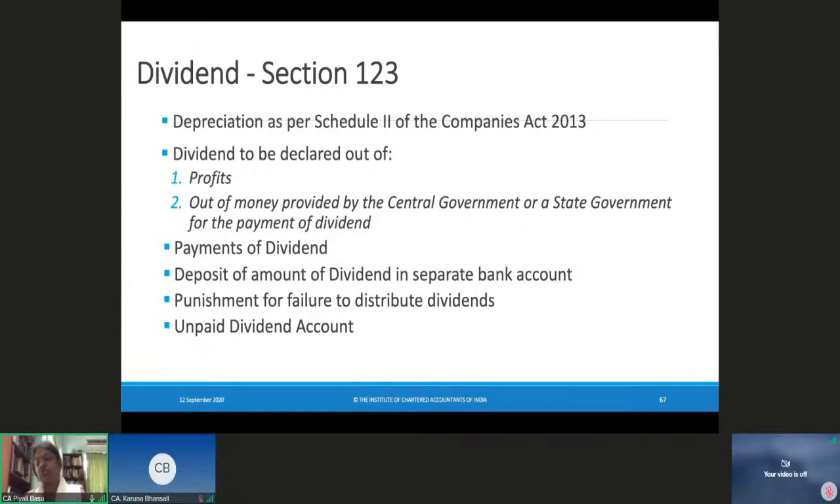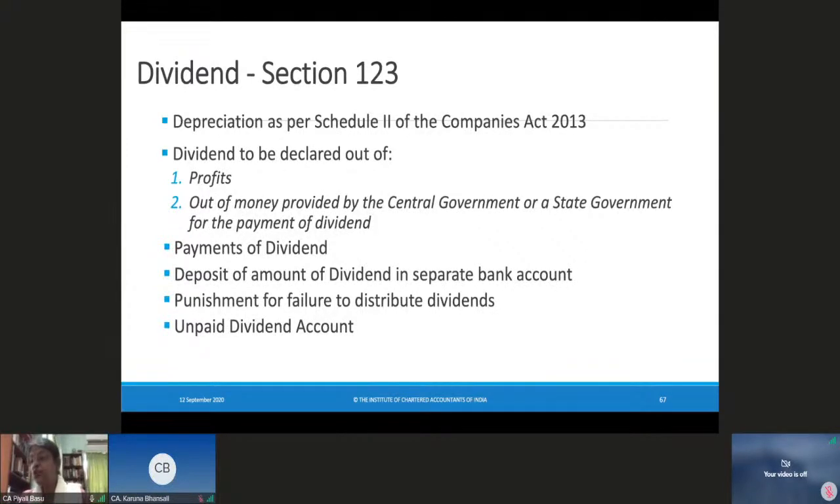So the amount of the dividend has to be deposited in a separate bank account within 5 days from the declaration of such dividend. And if it is not paid, directors of the company who are knowingly in default will be punishable and liable to pay interest at 18% per annum. So these kinds of things should be kept in mind.